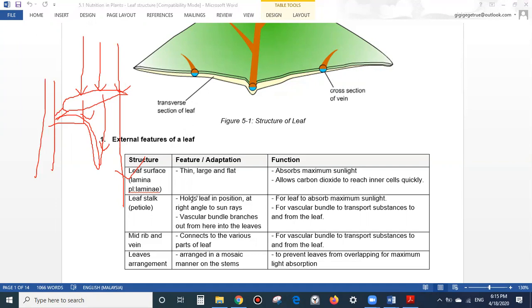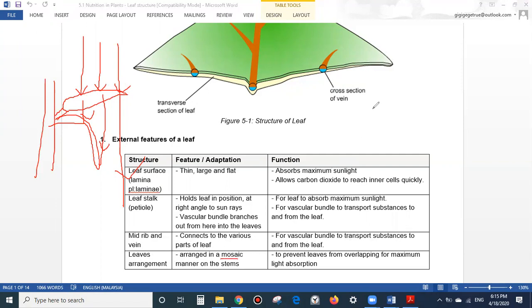Okay, next is the midrib or vein. The midrib or vein contains xylem and also phloem. The xylem will carry water to the leaf. Water is needed to maintain the turgidity of the plant, and also it is required as a reactant in photosynthesis. Leaf arrangement: it is arranged in a mosaic manner.